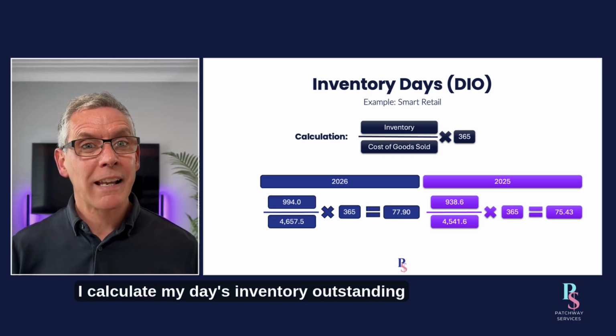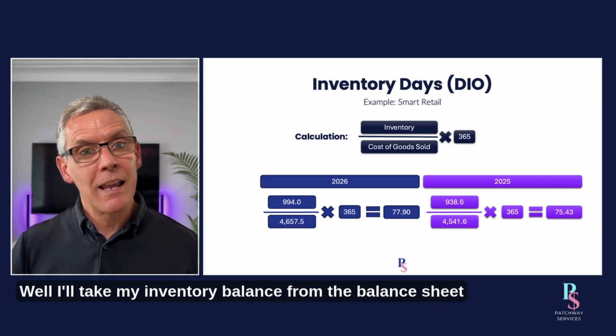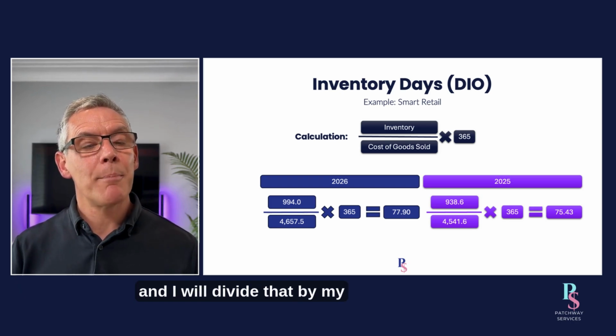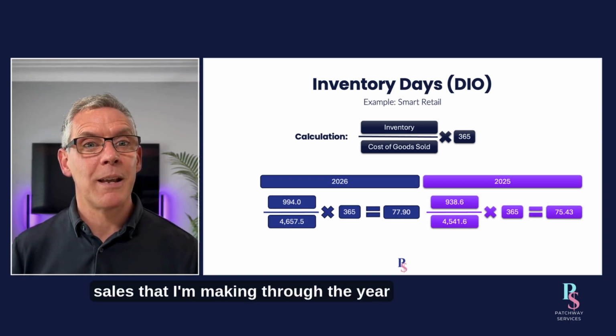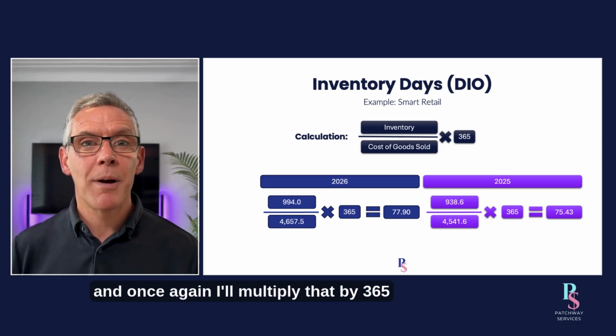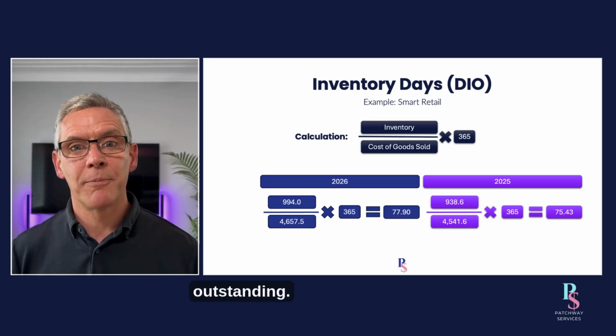But here, how do I calculate my days inventory outstanding or my inventory days? Well, I'll take my inventory balance from the balance sheet and I will divide that by my cost of goods sold, so all of the sales that I'm making through the year. And once again, I'll multiply that by 365 to turn it into days inventory outstanding.